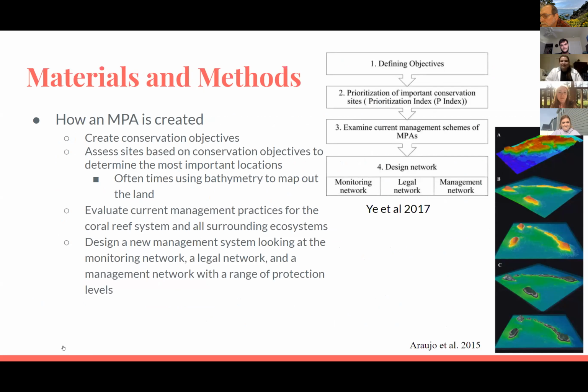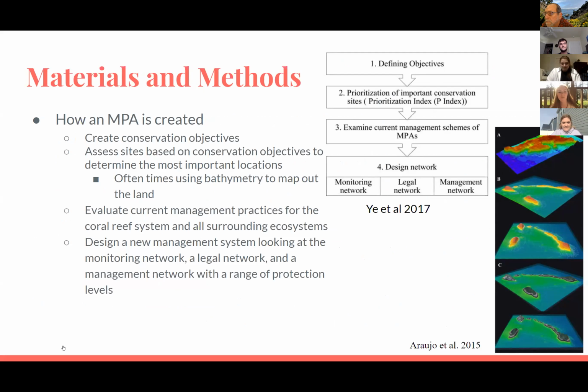So I did materials and methods. MPAs are obviously found all over the world, so each country kind of has their own way of coming about creating these areas. The study I found was in South China. So the first diagram you see that has the steps, that's kind of what they went through.